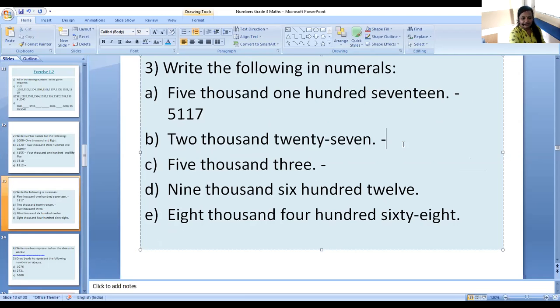The next one we have 2,027. We don't have any digit provided in the hundreds place, so we would mention it as 0, and then 27.